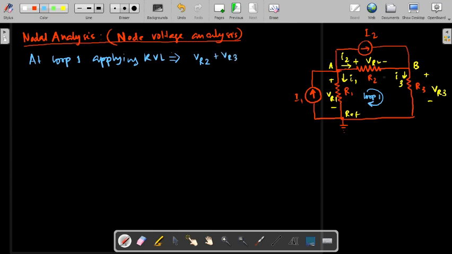Now again I am traversing and I come to this node, the negative polarity of this element R1. So the voltage I will consider as minus VR1, and that will be equal to 0. So this is the KVL equation when we apply it for loop 1. Here you can see that the number of unknowns is 3. The variables are VR2, VR1 and VR3.